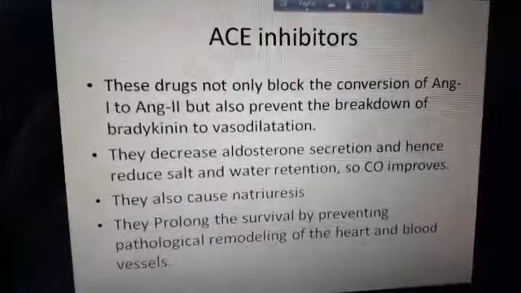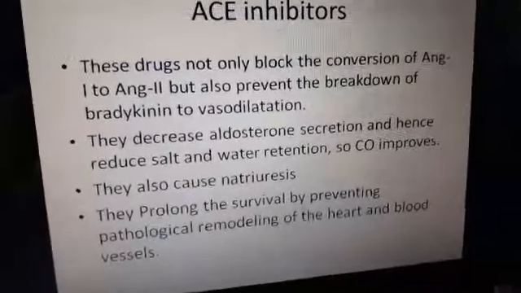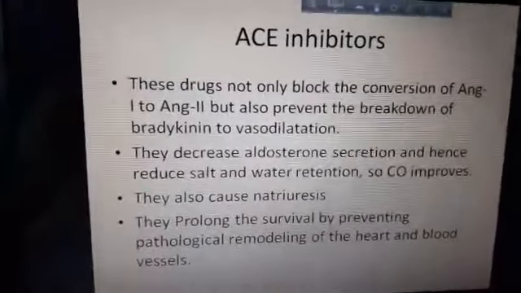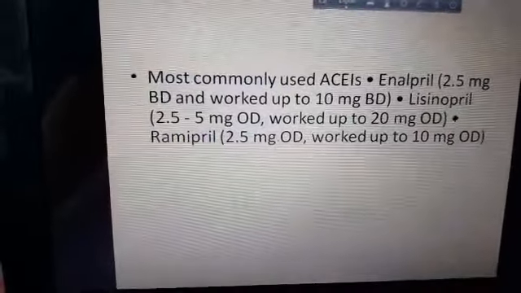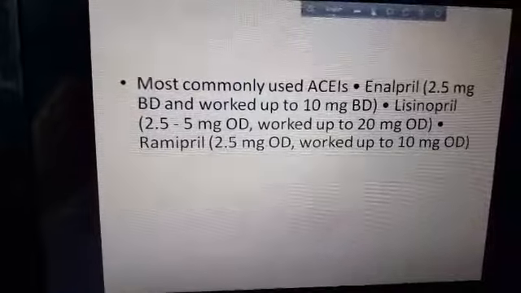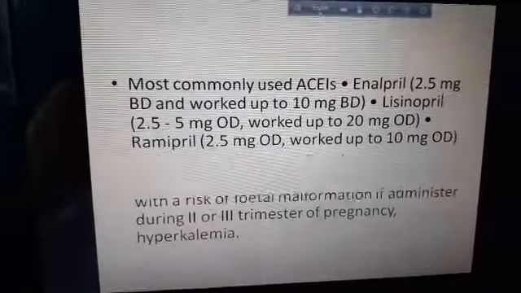Due to less effect of angiotensin 2 as well as less effect of aldosterone, they prevent the remodeling of the heart and blood vessels. The most commonly used ACE inhibitors are enalapril, lisinopril, and ramipril.